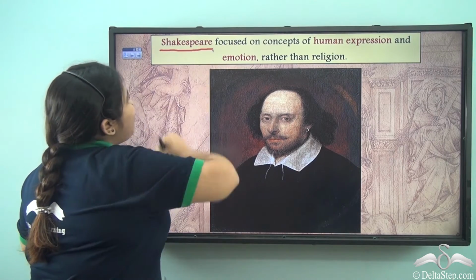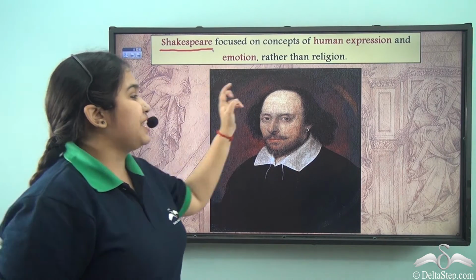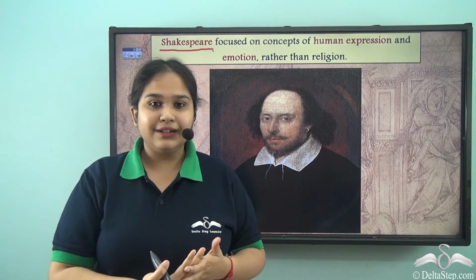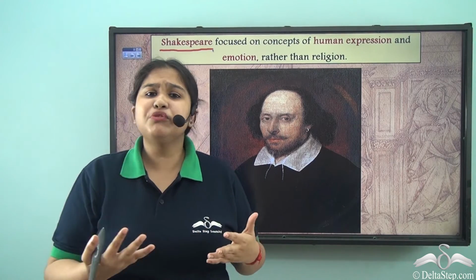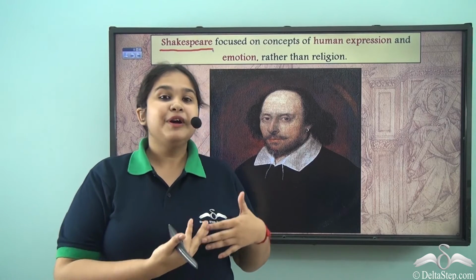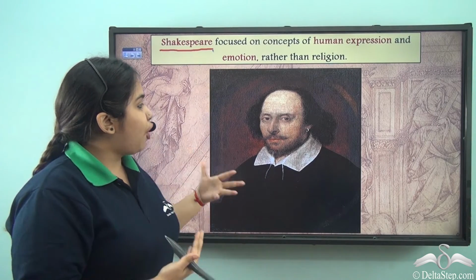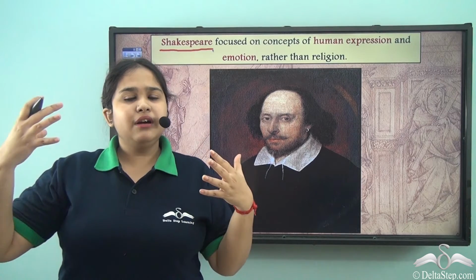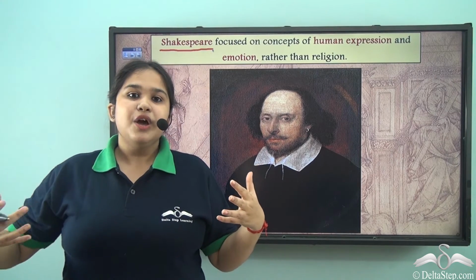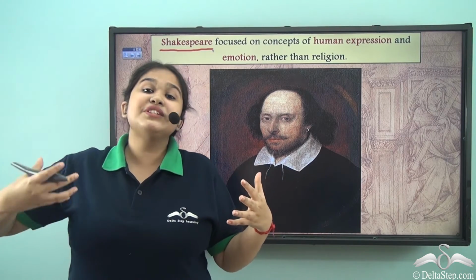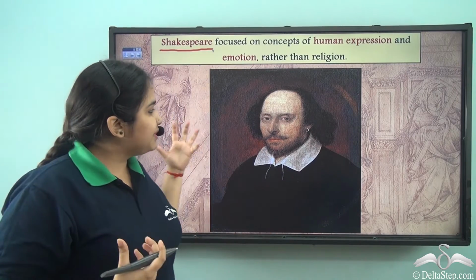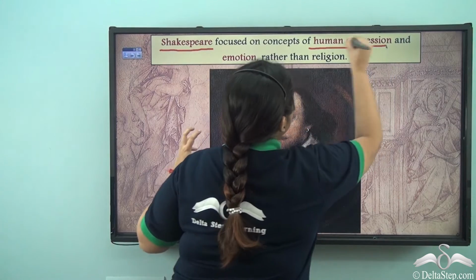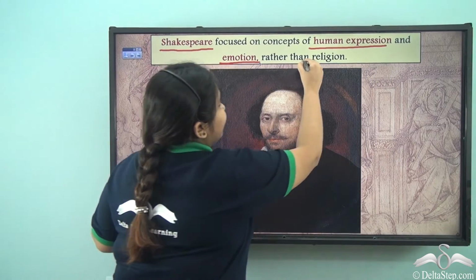The most important example is that of Shakespeare. You are at a phase where you're reading about As You Like It, or the plays by Shakespeare, Romeo and Juliet. All these arose from the factor of experimentation, because before this phase, everything was about God, everything was being written about God. But from there, literature shifted the focus to human expression and emotion, rather than religion.